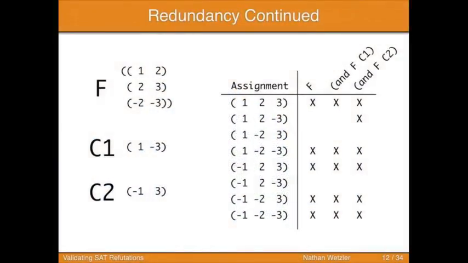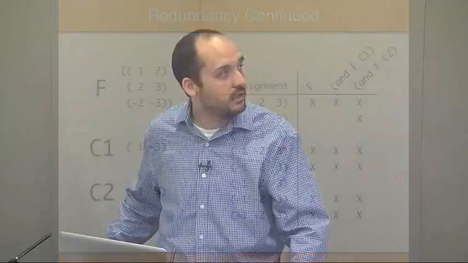And next, given the clause C2, which is -1, 3, if I conjoin that with the formula F, then we've eliminated one of our solutions. But it's still satisfiability equivalent to the formula F because it's still a satisfiable formula. And so this C2 is also redundant with respect to F.